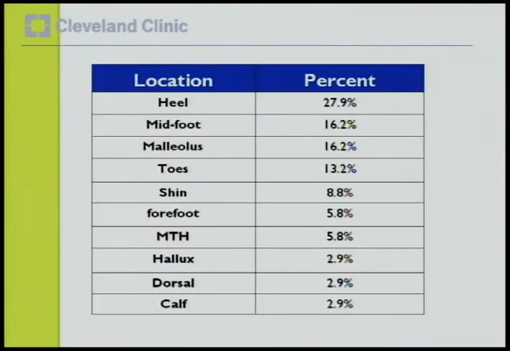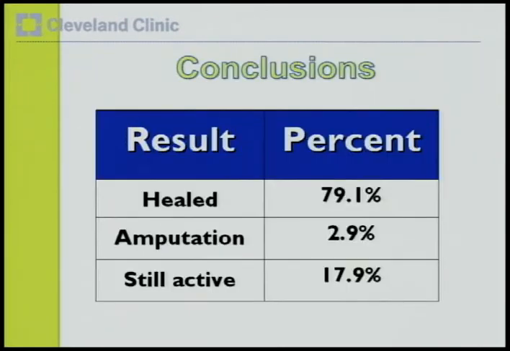The most common location for a complication in a total contact cast was at the heel, 27.9%, and the calf, hallux, and dorsal were least common locations, all at 2.9%. The percent of complications that healed was 79.1%. 17.9% of the complications are still active, and only 2.9% needed to be resolved by amputation.